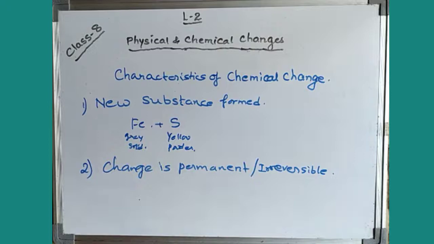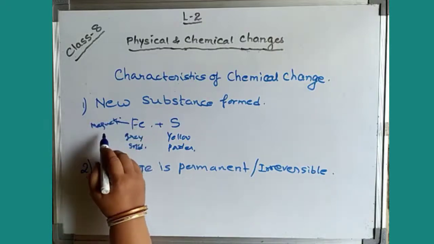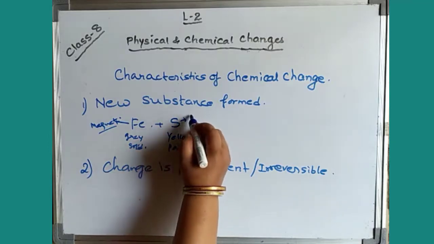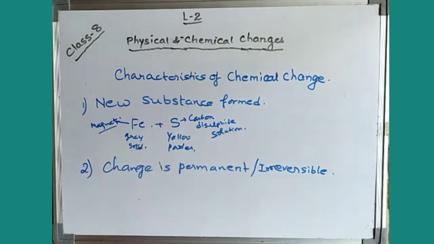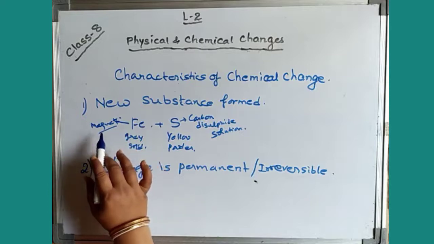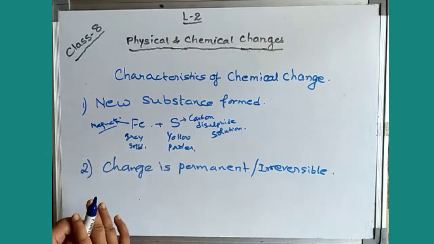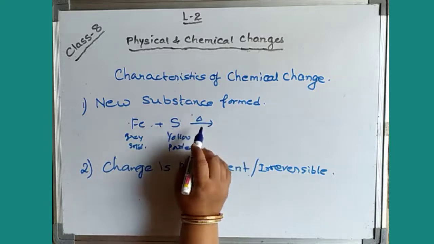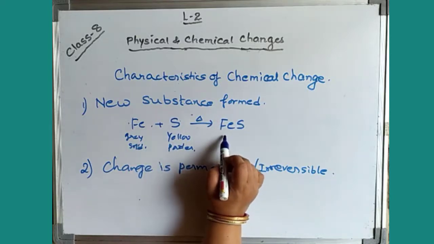Now you will see that iron has a characteristic: it is a magnetic substance, it gets attracted by a magnet. And what about sulfur? Sulfur is a yellow powder and it is highly soluble in an organic solvent named carbon disulfide. These are the characteristics of the two elements I am telling you separately. Sulfur is a yellow powder; iron is a grey solid and magnetic in nature; sulfur is highly soluble in carbon disulfide. Now when we react iron and sulfur chemically, that is, when heated, they give iron sulfide or ferrous sulfide. It is a greyish black solid.